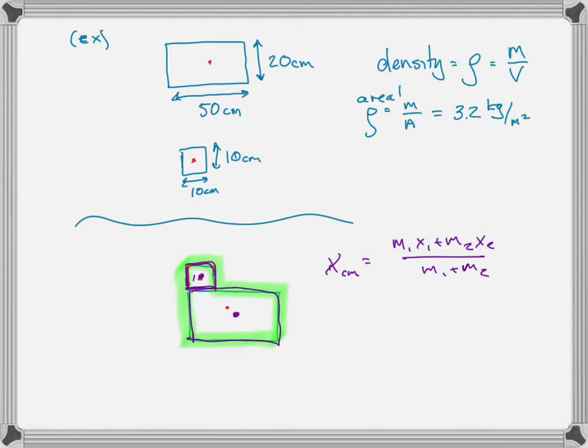But so x center of mass is that. That's going to tell us the center of mass in the x direction. And then we've got a y center of mass because it's two-dimensional. Y center of mass is m1 y1 plus m2 y2 over m1 plus m2.